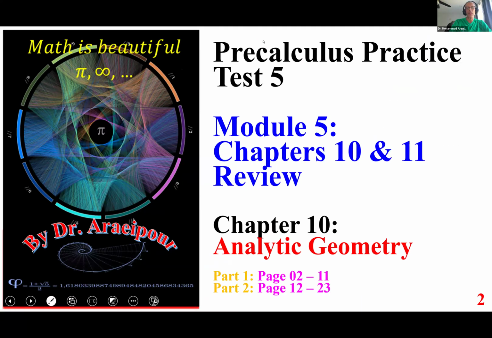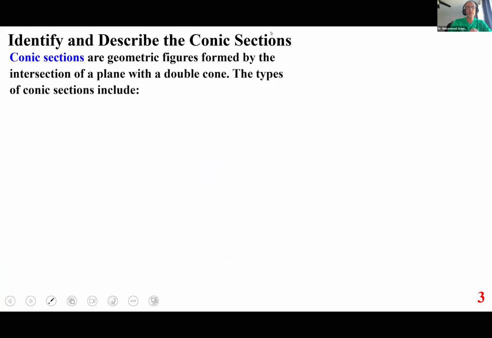Here's chapter 10, analytic geometry, the first part. First, let's look at the concept. Identify and describe the conic sections. Conic sections are geometric figures formed by the intersection of a plane with a double cone.